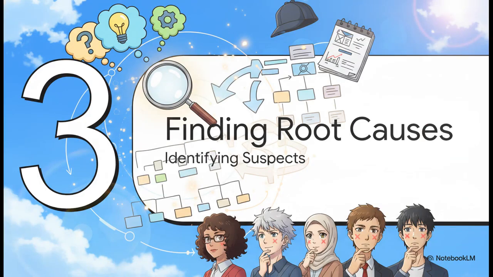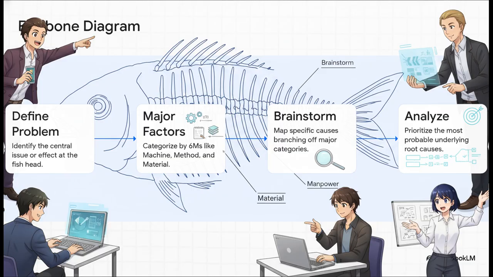That brings us to Section 3, finding the root causes. Let's go identify our prime suspects. So now that we've collected our initial clues, we actually have to figure out who or what is to blame. This is where we bust out tool number 3, Ishikawa's cause and effect diagram, which you probably know better as the fishbone diagram. It's a structured 4-step process.